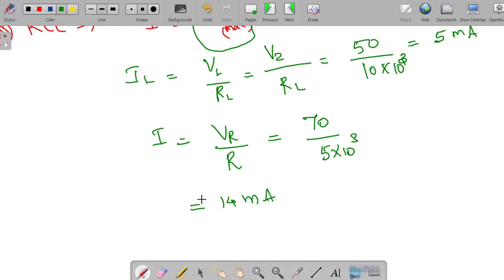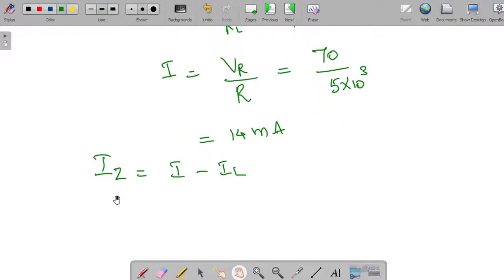Okay, fine. Now what do we need to find out? We need to find out IZ. IZ is equal to I minus IL. Total current minus this IL will give you this IZ. So IZ is equal to, I value is 14, this IL value is 5. So IZ is 9 milliamps.